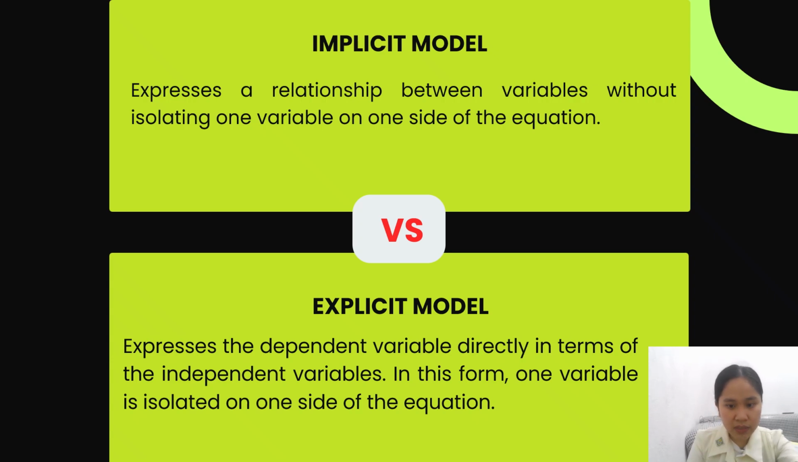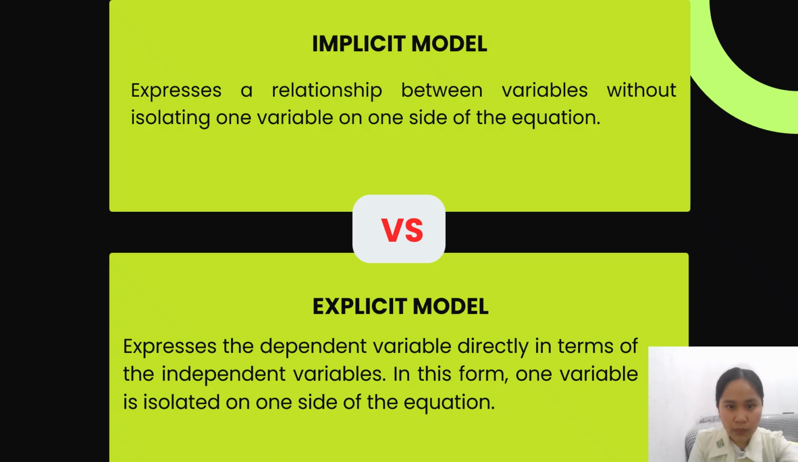Expresses the dependent variable directly in terms of the independent variables. In this form, one variable is isolated on one side of the equation. Kung kanina yung implicit model, hindi siya naka-isolate. Sa explicit model, naka-isolate yung one variable. So, ano nga ba yon?